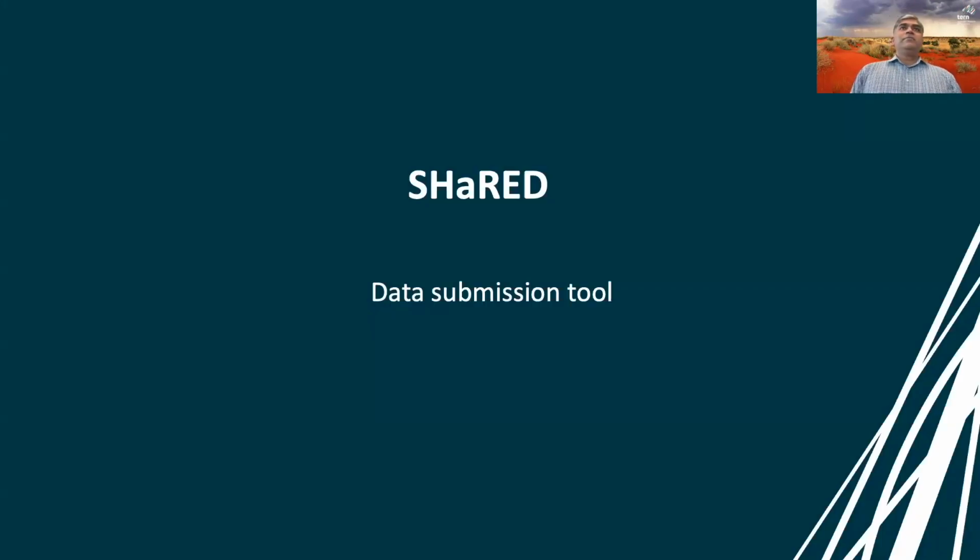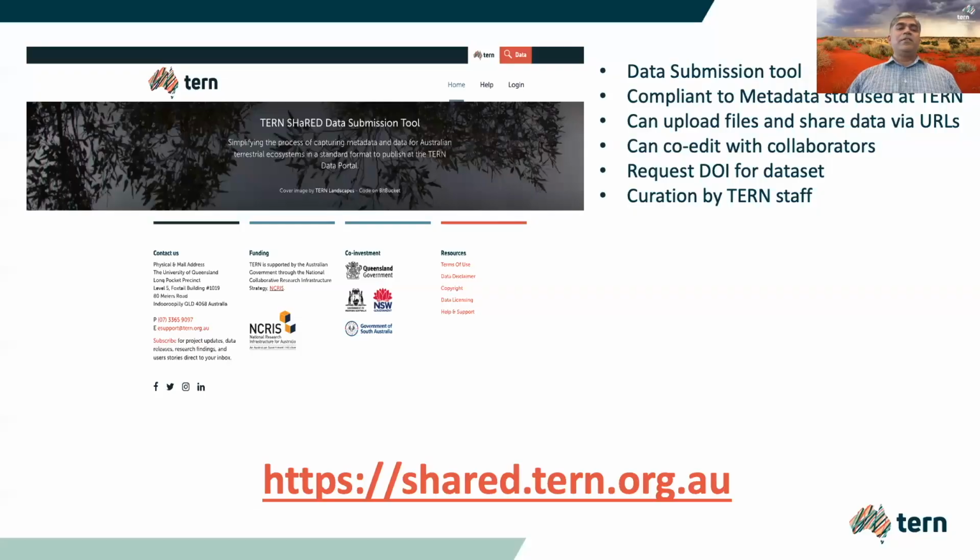So then you have done the analysis and written a paper, and you say, look, I want to publish my artifacts, whether it may be a model that you have built or the data. Then you go to Shared. Shared is again the web interface where you publish the data set. TERN uses this widely, but it's available to external users as well. It's compliant with the metadata standard that we use, which is the ISO standard.